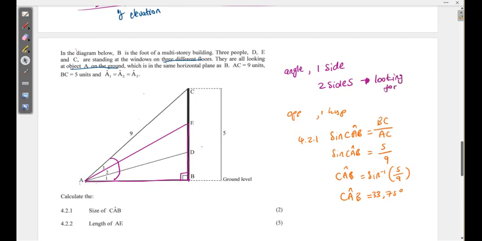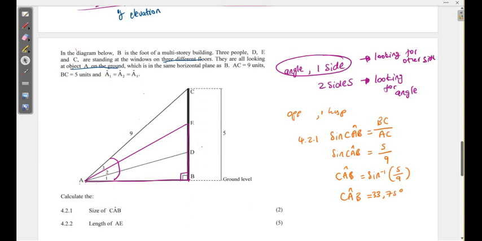Okay? Yes, yes. All the time. If you are given two sides, you are looking for the angle. If you are given one angle and one side, you are looking for the other side. Okay? Yes, sir. That's how it always works.